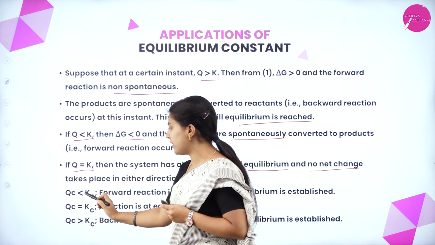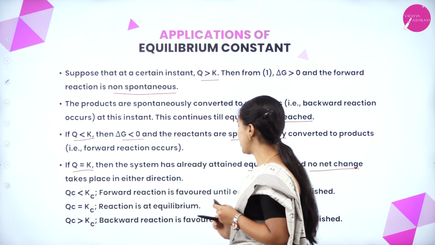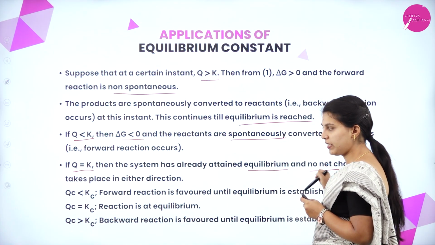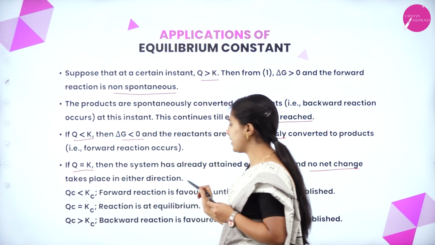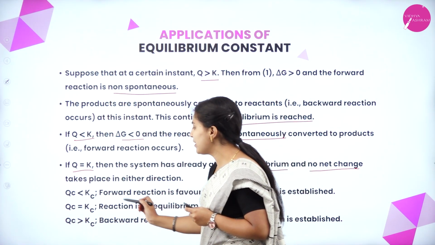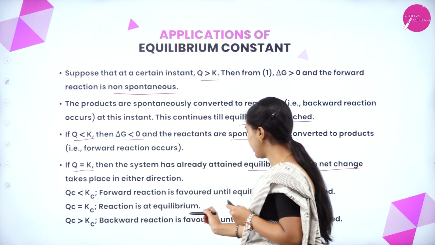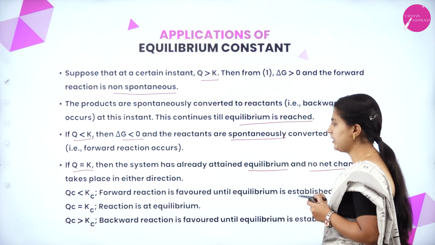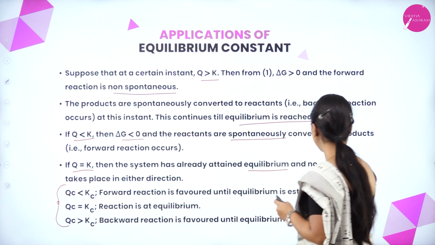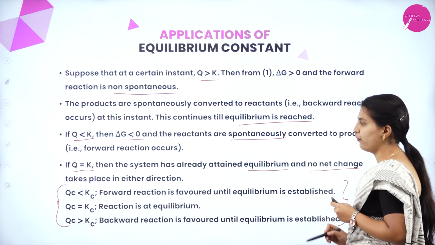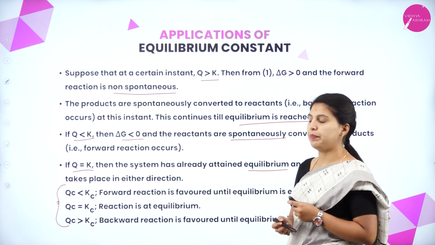If Qc is lesser than Kc, forward reaction is favored until equilibrium is established. If Qc is equal to Kc, the reaction is at equilibrium. If Qc is greater than Kc, backward reaction is favored until equilibrium is established. These three cases only we have seen now, with different examples.